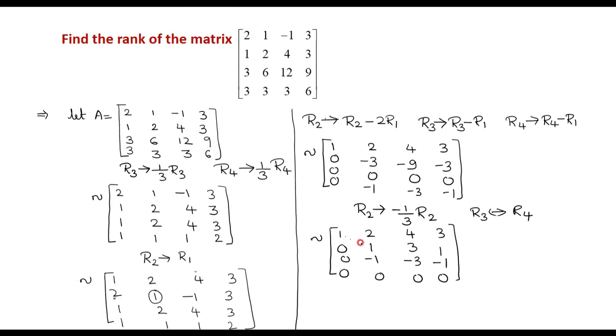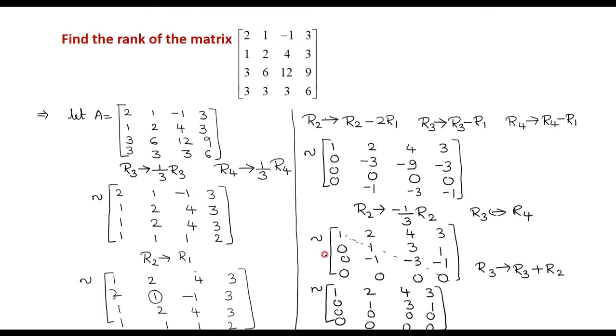Now, to reduce this matrix to the upper triangular matrix, we need to reduce this -1 to 0 with the help of the element 1. So R3 changes to R3 plus R2. They are of different signs, so therefore we will add them. It is 1, 2, 4, 3; 0, 1, 3, 1; 0, 0, and -1 plus 1 will be 0, -3 plus 3 will be 0, -1 plus 1 also will be 0. And already the fourth row is equal to 0.